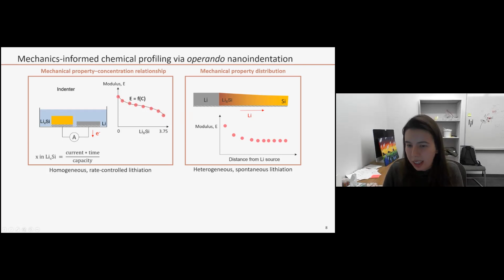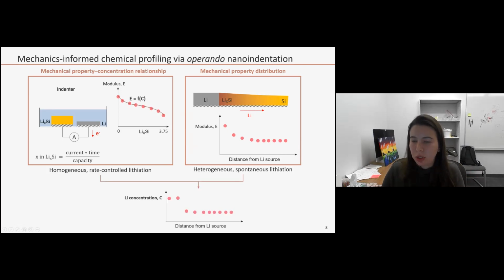So what do I do? I take the modulus and input it into the inverse of this function. And what I get is the concentration distribution in the sample. I can repeat this many times and I will get the evolution of that concentration distribution. And this is what is really going to help us characterize the kinetics. And then later on, we're going to study the stress effect.